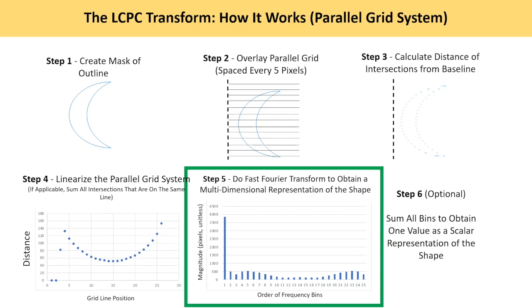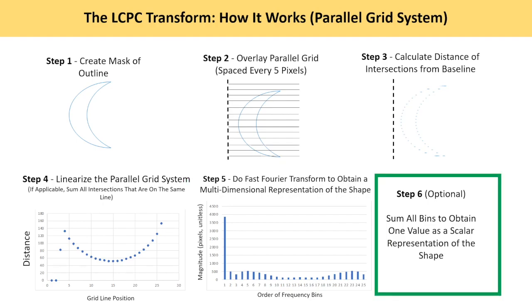The fifth step was to do a fast Fourier transform on this data to create a frequency plot that is a multi-dimensional representation of the sickle cell shape. The x-axis represents the order of frequency bins, and each bar in this graph represents the value of the magnitude for the corresponding frequency bin. In the sixth step, the frequency plot can be converted to a scalar value that represents the shape. For example, all bars can be summed.